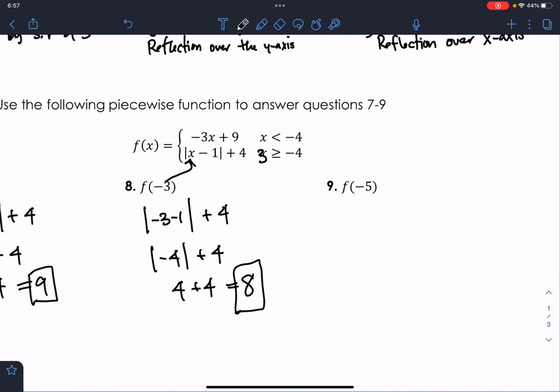For number 9, since negative 5 is smaller than negative 4, we're now going to plug in that number into this one right here, into that x. So negative 3 times negative 5 plus 9, that's 15 plus 9, which equals 24.